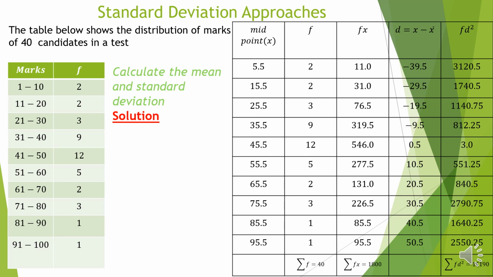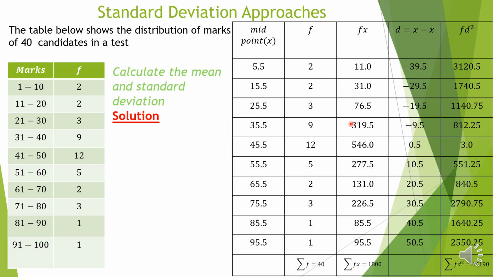Now, once I have this column of midpoints down here, I then copy the frequency. I'll introduce a column of frequency here by just tabulating these values as they are, 2 down up to 1 here. Then I'll come up with the column of fx, that is midpoint multiplied by the frequency. And by so doing, we multiply 5.5 times 2, 11.0. 15.5 times 2, we have 31.0. 25.5 times 3, we have 76.5.